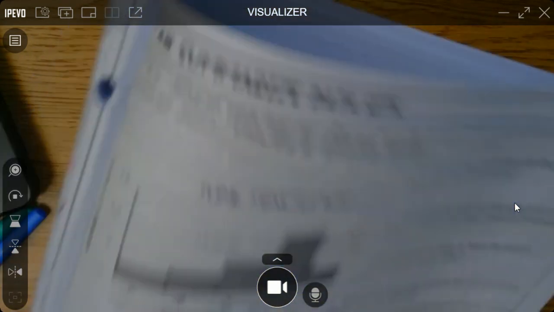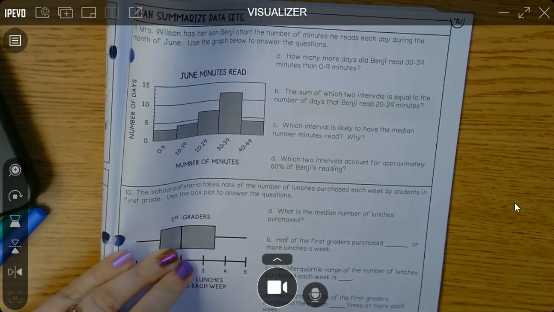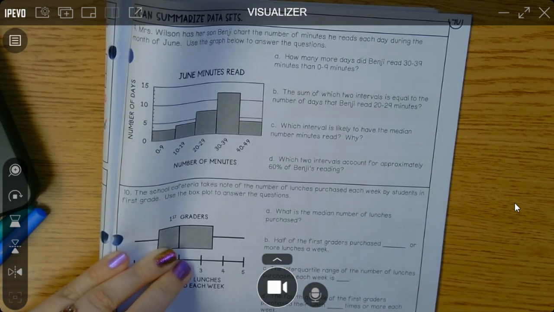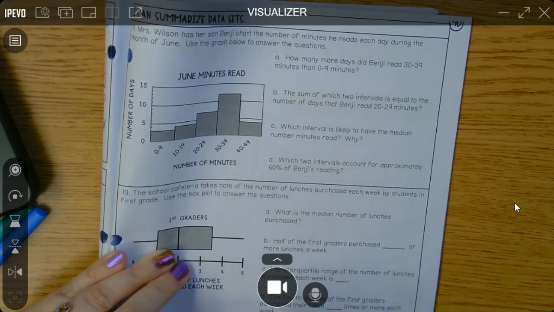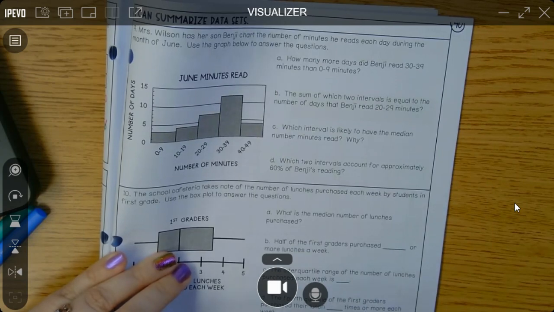Okay, they gave me a histogram and they asked me a few questions about it. They said, Mrs. Wilson has her son Benji chart the number of minutes he reads each day during the month of June. Use the graph below to answer the questions. How many more days did he read 30 to 39 minutes than he did 0 to 9 minutes?